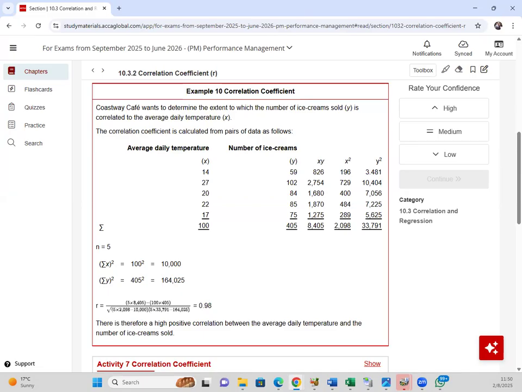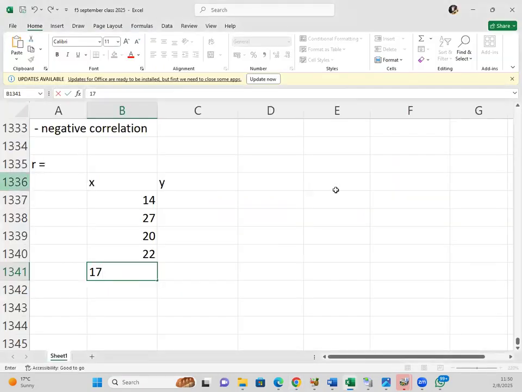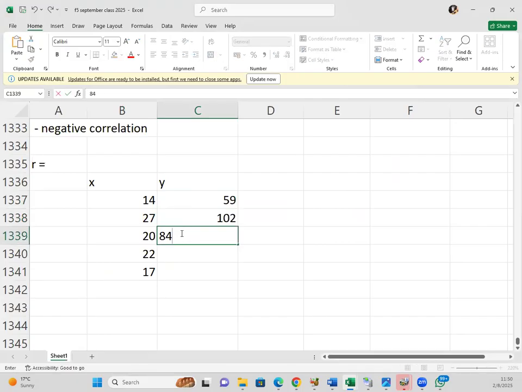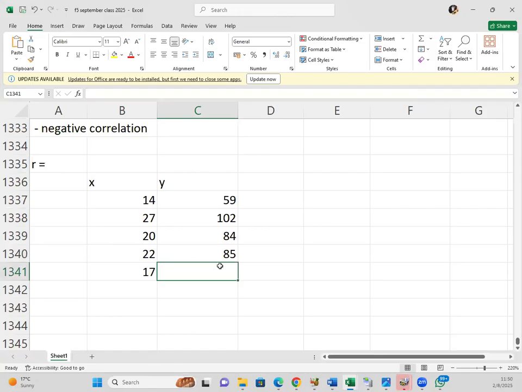Okay, so let's go and put in our Y variables. We have 59, 102, 84, 85, 75.